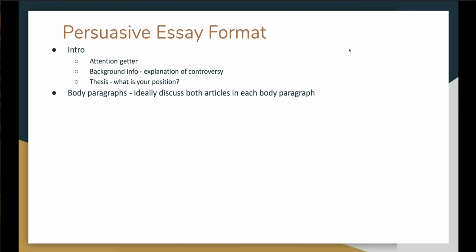Next, we're going to talk about our body paragraphs. In your body paragraphs, you should ideally discuss 2 or more articles, however many you're writing about. You should discuss more than 1 article in each one of your body paragraphs so that you're synthesizing your sources and so that your paper feels more connected.